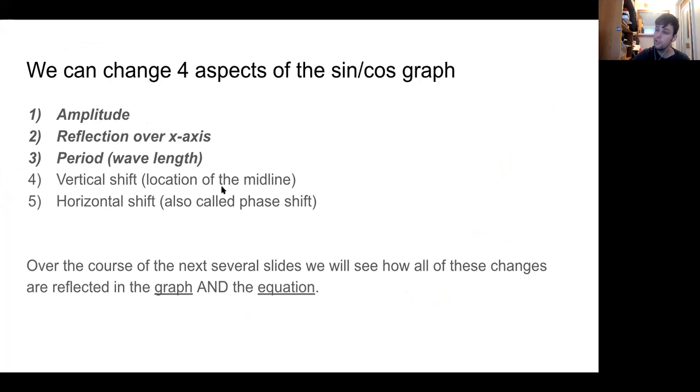Then there is a vertical shift, which shifts where that midline is, kind of where we're oscillating around, and then the horizontal shift. This one's called a phase shift. I'm just going to say this one is kind of the hardest one. We're going to be examining how these things are reflected in both the graph and the equation. So that'll be what we do in part 2, and I'll see you guys there.